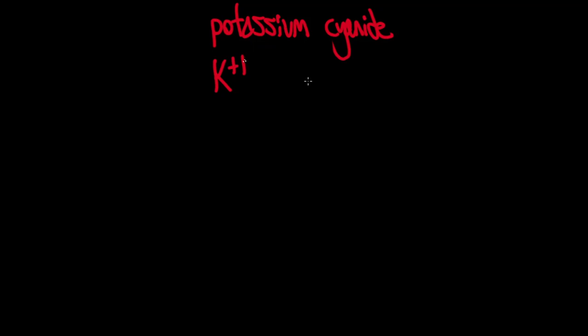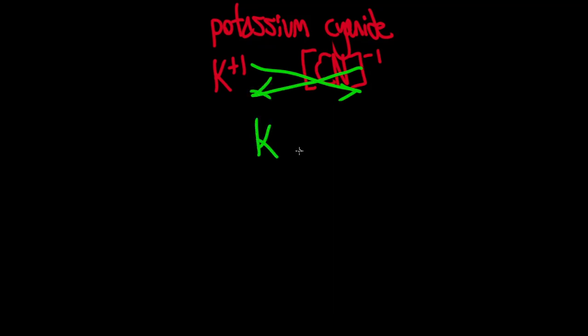All right. Next one is going to be potassium cyanide. Potassium is going to have a +1 charge. CN is going to have a -1 charge. And I do my crisscross, and I get KCN.